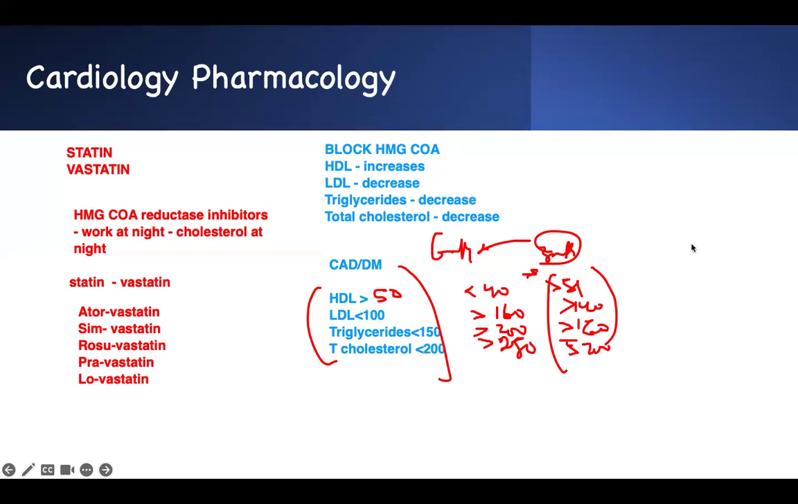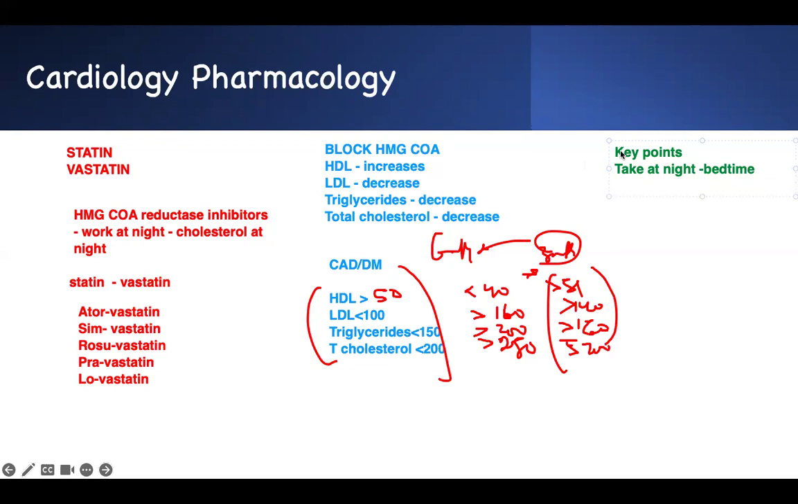Okay. What did the NCLEX want you to know? Keywords. These are the buzzwords that they want. Key fact. This is the key point. I want you to know when they ask you a question, this is what it's going to be. One, take it at night, okay? Because that's when cholesterol is made. So bedtime, right?